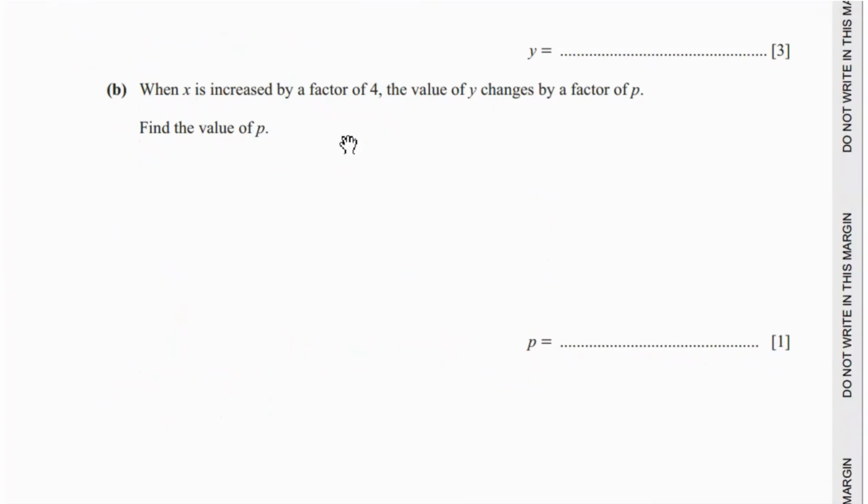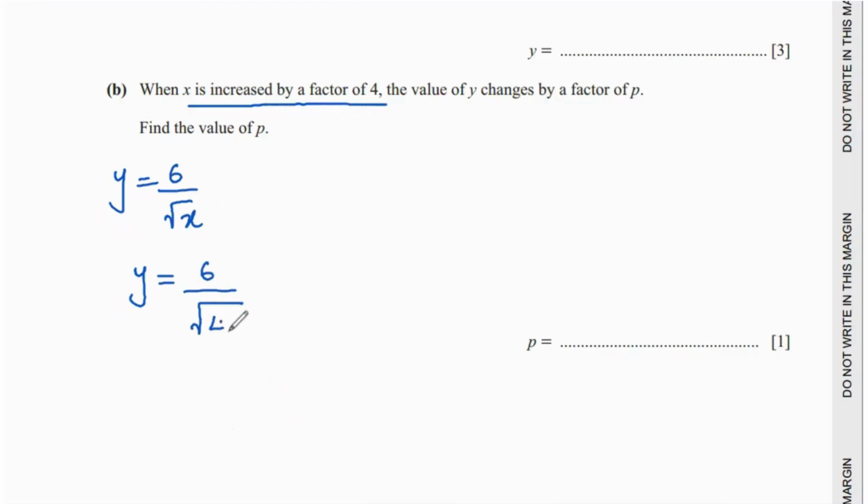Then it says when x is increased by a factor of 4, the value of y changes by a factor of b. Find the value of b. So y equals 6 over root x. That is your initial equation. They're saying that x is increased by a factor of 4, which means it becomes y equals 6 over root of 4x, and y becomes b because y changes by a factor of b.